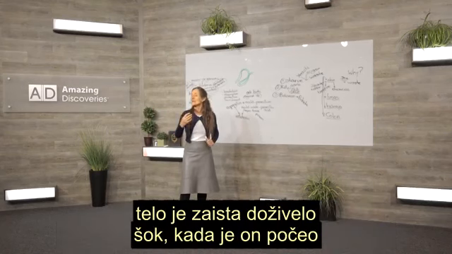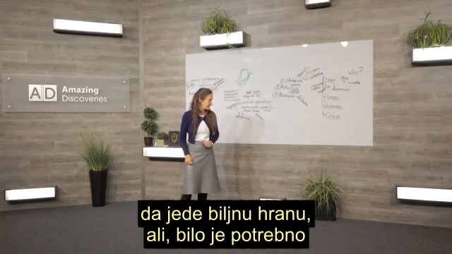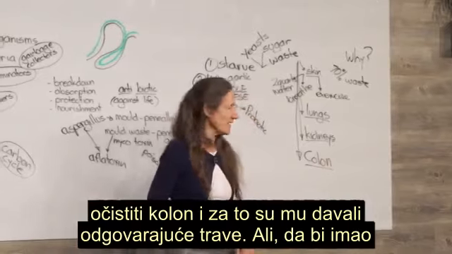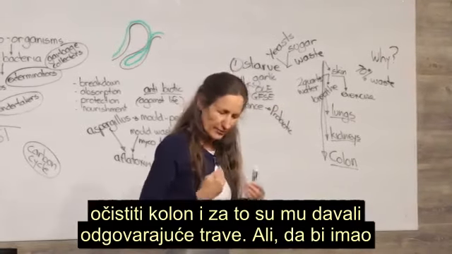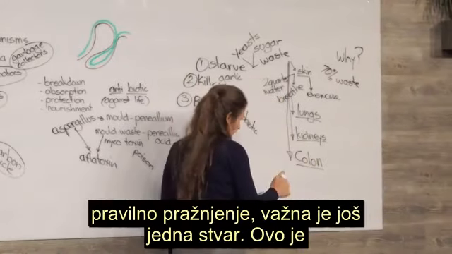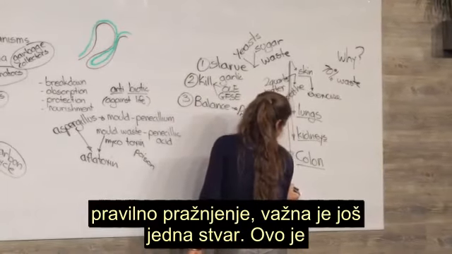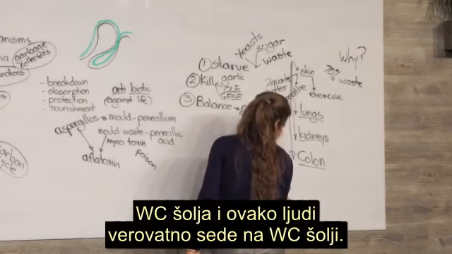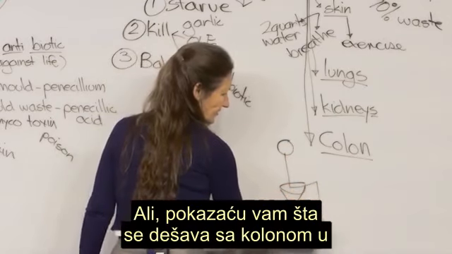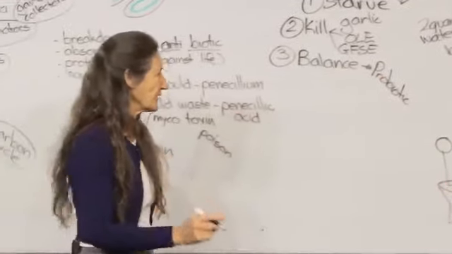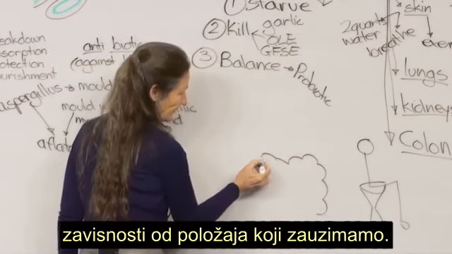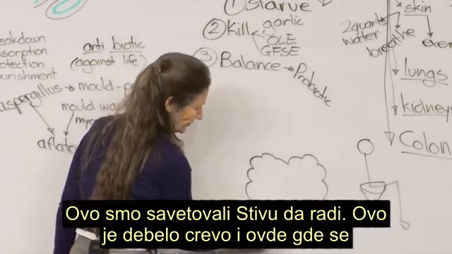He was starting to eat a plant-based diet. But the colon needed to be cleansed. And so herbs were given to help him to move the colon. But something else was happening too that helped him to evacuate properly. This is the throne. And this is how the person would maybe sit on the throne. But I'm going to show you in the colon, something happens depending on the position that we have.